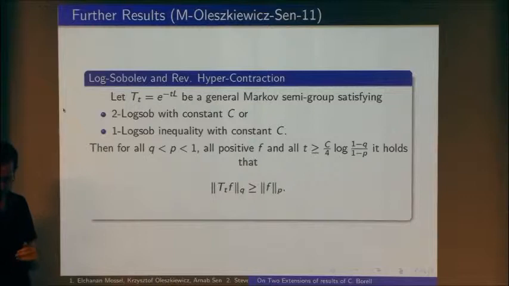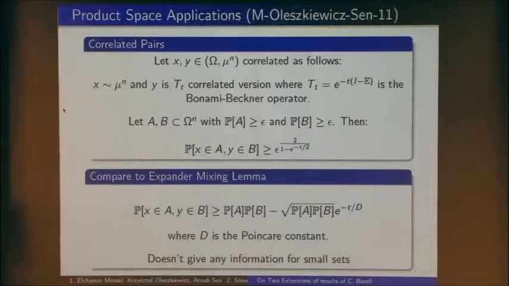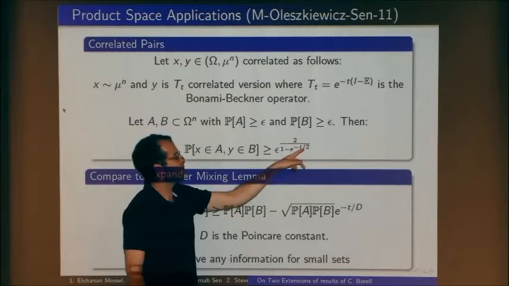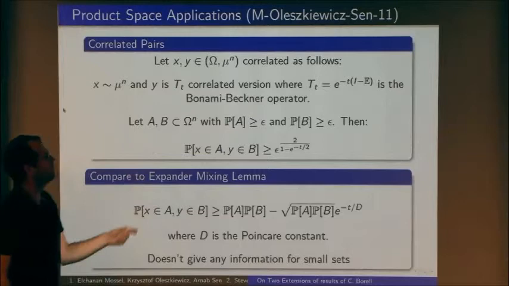And here's, again, the application. So now you have applications like that. Whenever you have one log Sobolev or two log Sobolev inequalities, you have exactly the same kind of applications that we had before. There's a missing factor of two compared to Borell's result, which corresponds to this factor two here that we lose. But this now holds for general probability spaces.